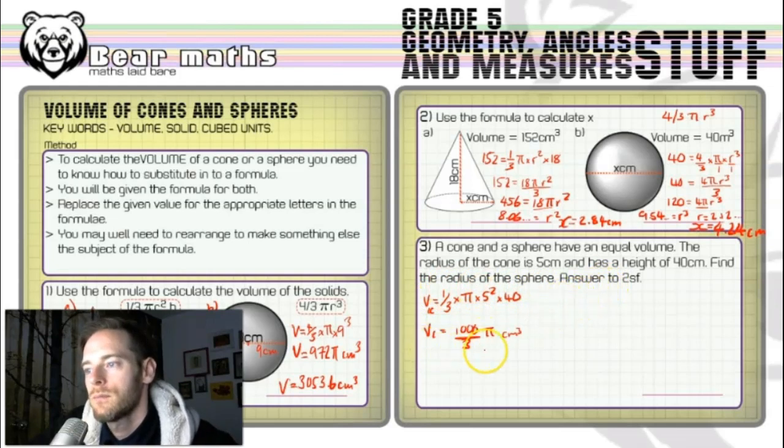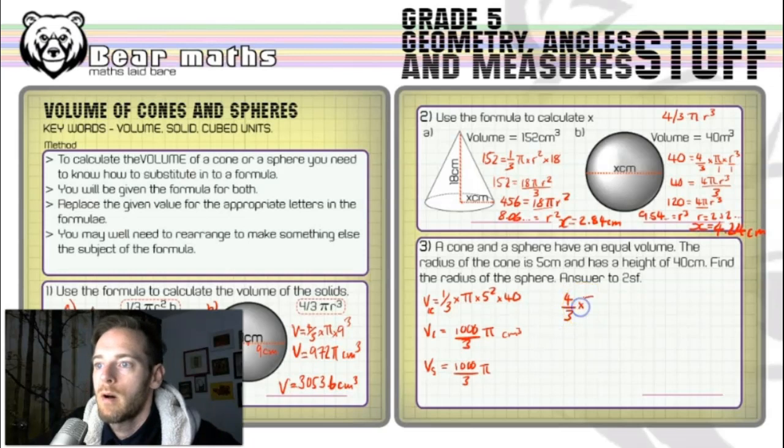Okay, so we know the sphere has got this same volume. The volume of the sphere is the same thing because it says that in the question. Okay, they have an equal volume. So 1000/3 pi, all right, is the volume of our sphere. And the formula for the volume of a sphere is 4/3 multiplied by pi over 1 multiplied by the radius cubed over 1 as well, like I did earlier. Okay, and then that would equal this 1000/3 lots of pi, right?